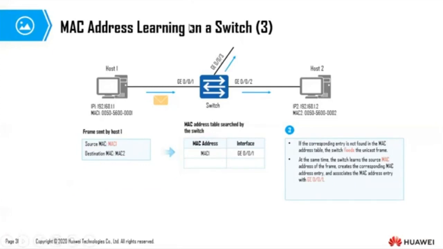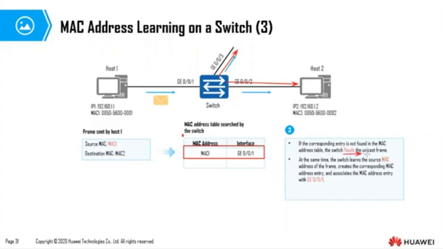The switch then reads the source MAC address of host 1 and updates its table. It will update its table with the MAC address of host 1 and the interface via which it has been connected. After that, it will flood that particular frame through all the interfaces other than the interface that received that particular frame. Are you together? So process number 1, by the way, is flooding.